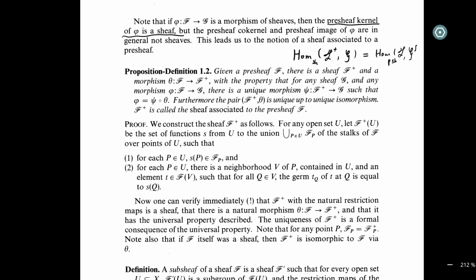Forget, how do I say forget? Just forget, okay? Forget the sheaf structure, become a pre-sheaf. Yes, precisely. Given a pre-sheaf F, there is a sheaf F plus and a morphism, with the property that for any sheaf G and any morphism of sheaves, there is a unique morphism making this diagram commute.